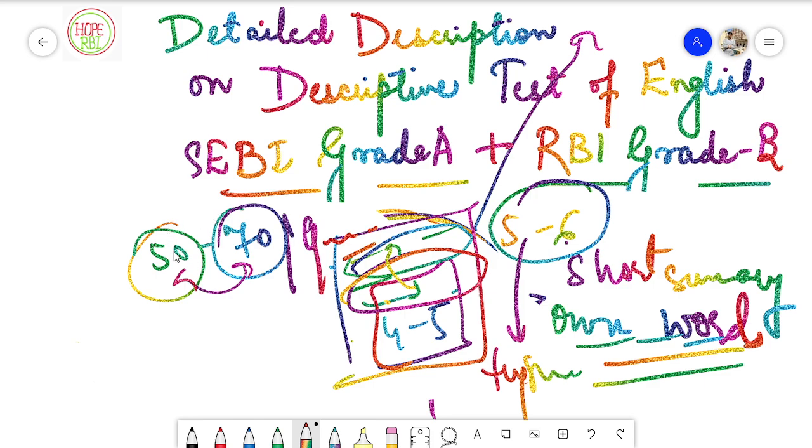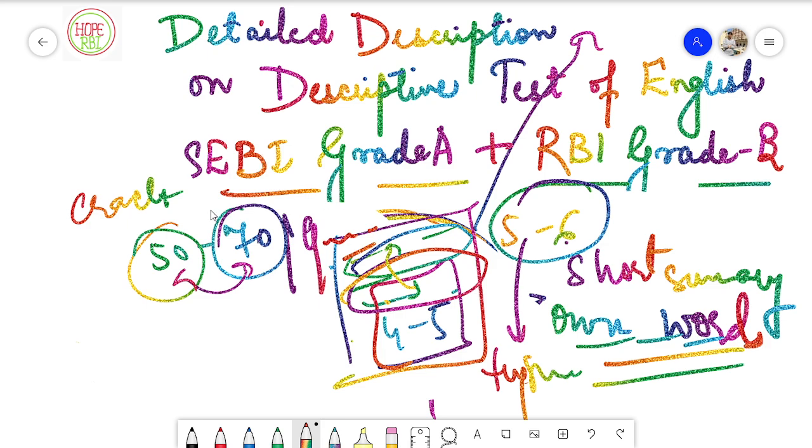There are very good websites offering descriptive analysis. For example, I have seen that Crack Grade B is offering some courses regarding the descriptive paper of English, and Olive Board is also doing the same. Then EduTap is also doing the same. If you have the resources and the financial ability to purchase these kinds of sources, please do, to nourish your preparation for the descriptive test.